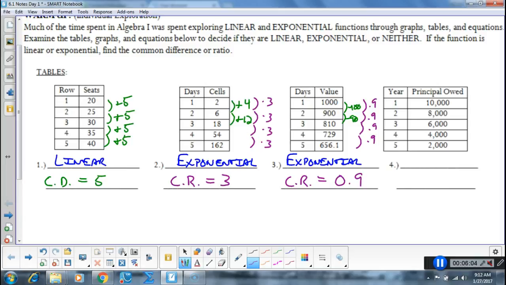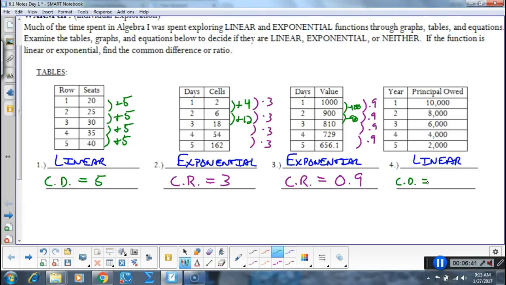Last one. What is it? Linear. Okay. And then what would be my common difference? Negative 2,000 because I'm going down. Okay. So, yep.